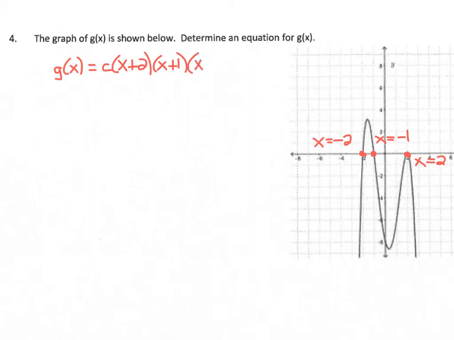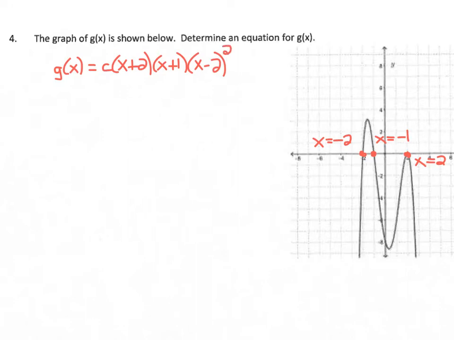But be careful with this one, because whenever your graph bounces off the x-axis like this, okay, it doesn't go through it like these ones. What that means is we have multiplicity of 2. So we're going to have to put a square on this factor.